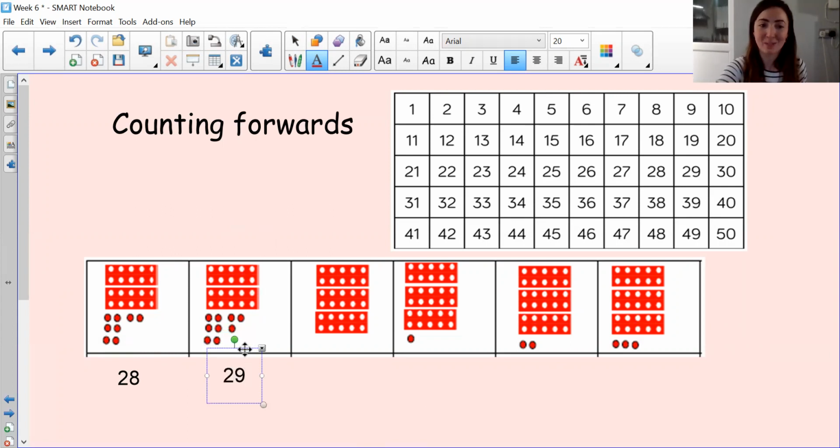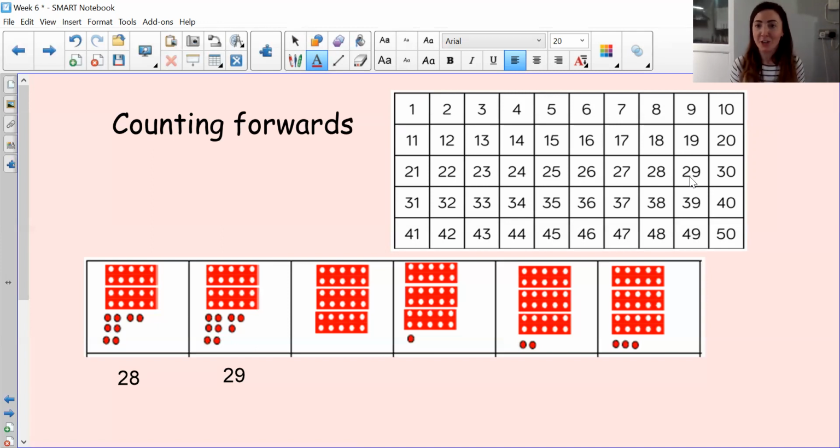Did you already think it was going to be 29? Well done if you did. So far we've got 28, 29. And if we look up on our 100 square, then we've got 28, 29. It's the next number. Oh, so can we work out the next number then?